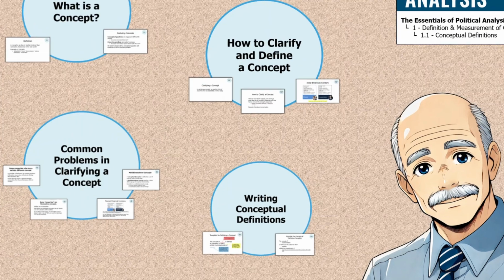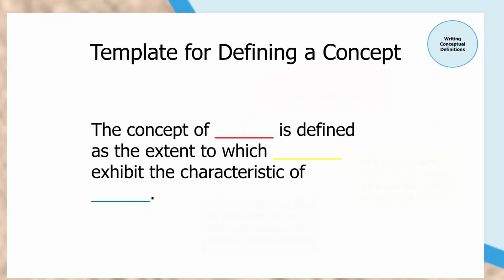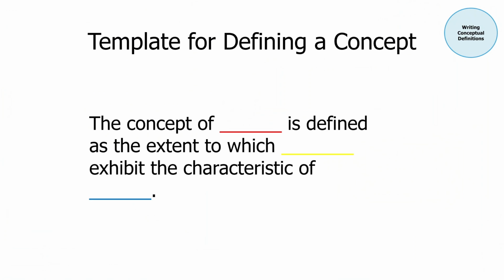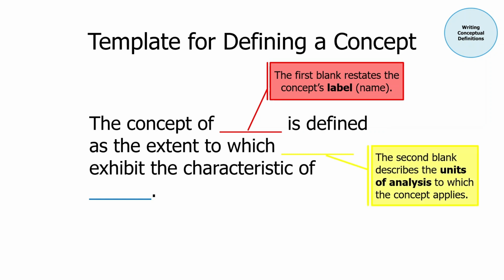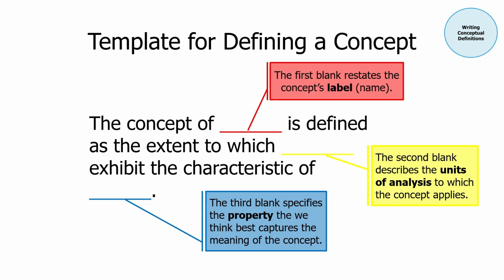Here's a template for writing a conceptual definition. The concept of blank, that just restates the concept's label, like the concept of economic liberalism, for example, is defined as the extent to which blank, those are the things you're studying, units of analysis, exhibit the characteristic of blank. That's where you put in the empirical property or the dimension that you've measured that's going to be the empirical expression of the concept. First blank restates the concept's label. The third blank specifies the property, all the work we've done so far, finding out what those properties are. The second blank, and we'll return to the second blank here in another slide, describes what are called the units of analysis. The people, countries, states, universities, counties, elections, whatever you're studying, to which the concept applies.